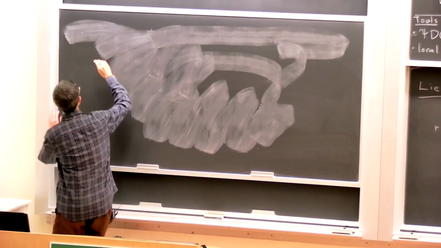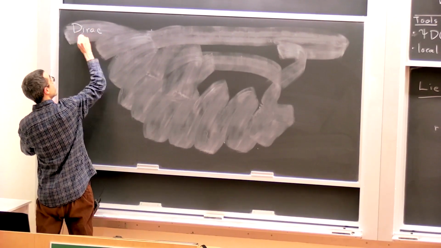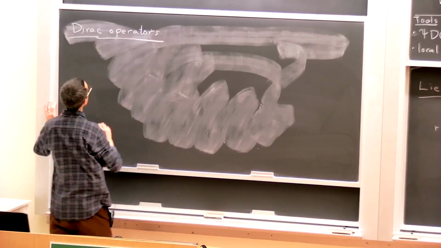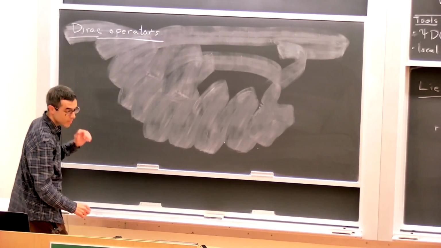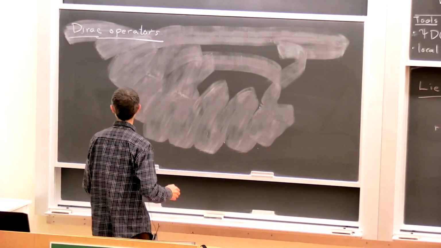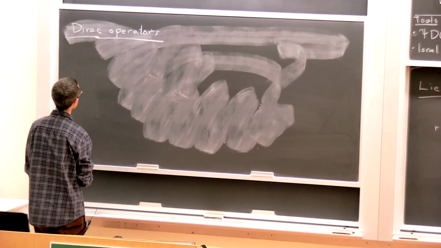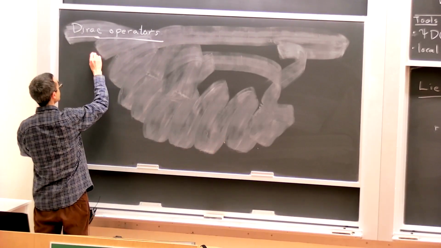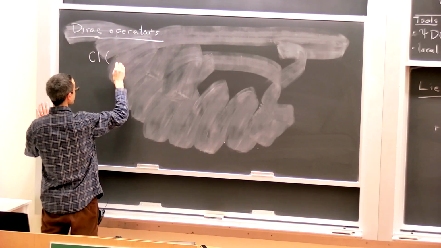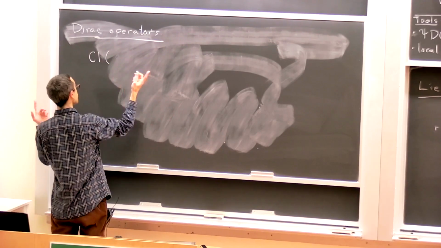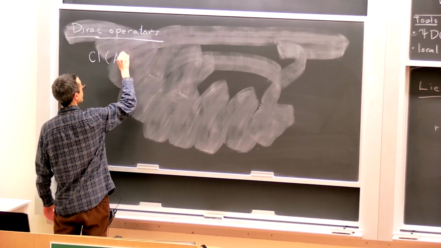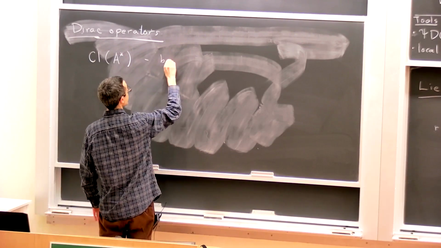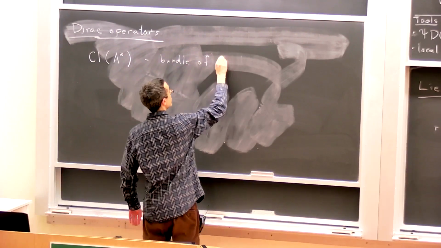Okay, so next let me talk about Dirac operators. Our theorem will be about Dirac operators. To define a Dirac operator, you need Clifford algebras. So I use the metric on A to build the Clifford algebra. The metric on A induces one on the dual bundle A star, and so I can talk about this bundle of Clifford algebras.